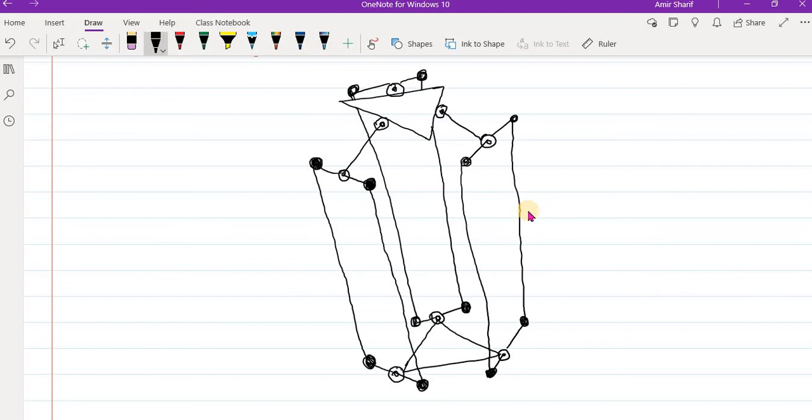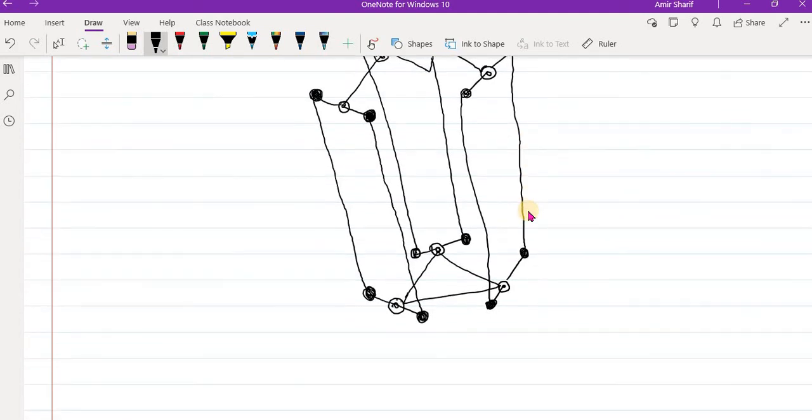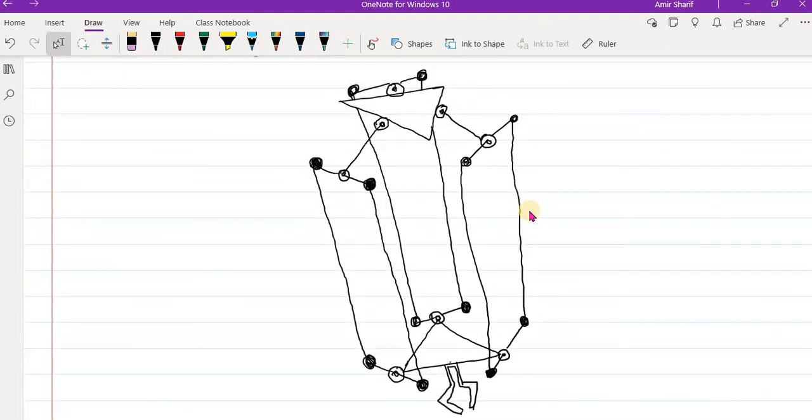So this is how it looks, and on the end effector side we have attached some kind of tool like a gripper or something to grab objects here. So that's how this Delta robot structure is.